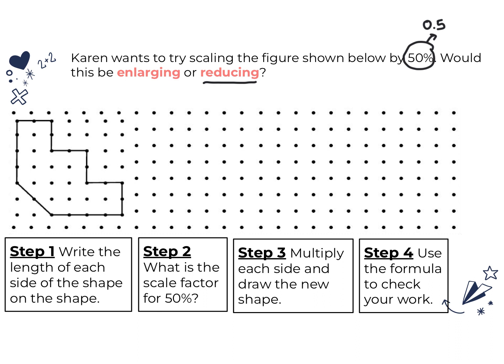Write the length of each side of the shape on the original shape. We'll write original over here, O-R-I-G-I-N-A-L. Little messy writing from Mrs. Brewer. And then what is the scale factor? We know that it is 0.5 or 1/2. Multiply each side, draw the new shape, and use the formula to check your work. In order to do that, this step right here, you need to highlight each corresponding side. So once you have done that, come back, and then I'm going to go through the whole thing. You can check your work as I do it.